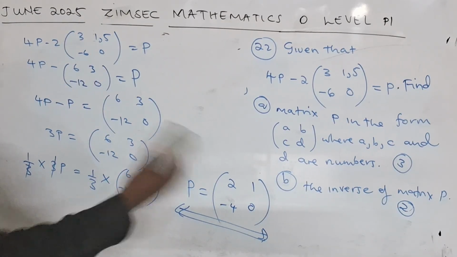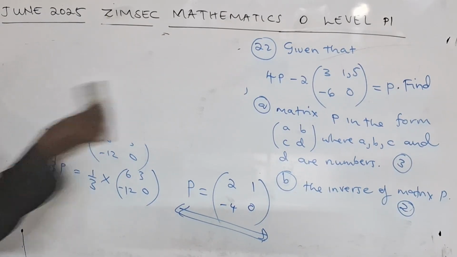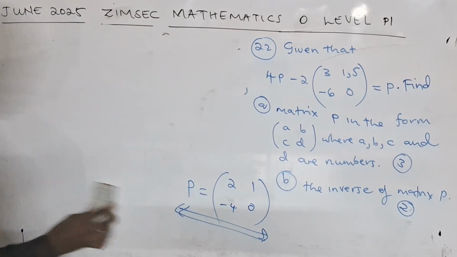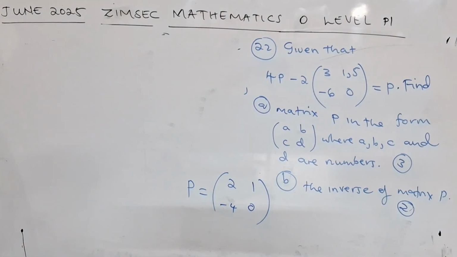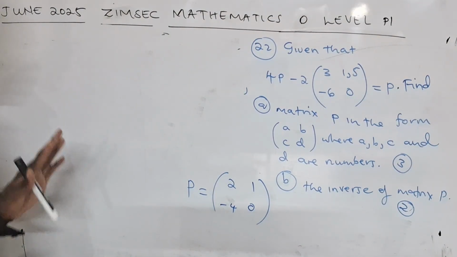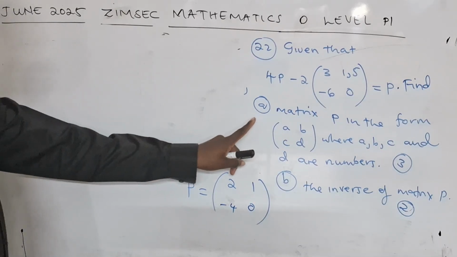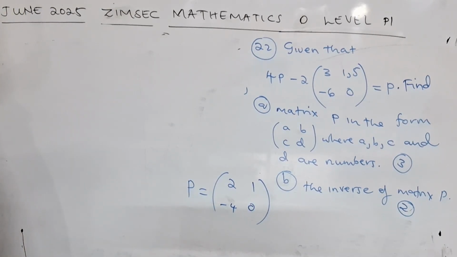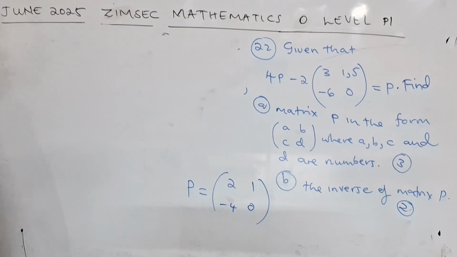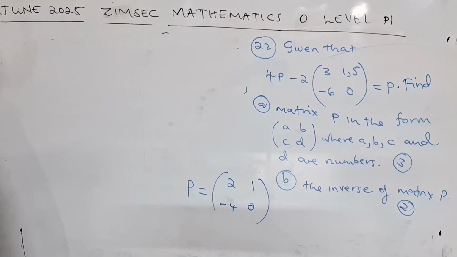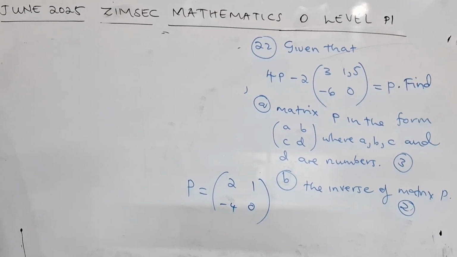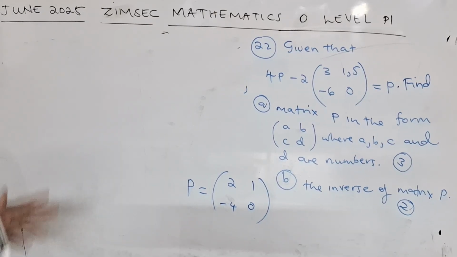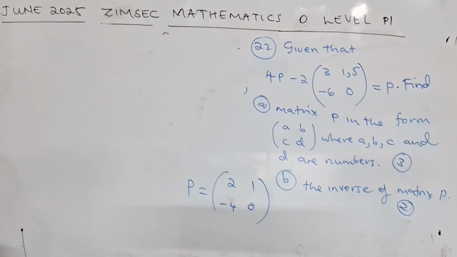Let's move on to question B. This is matrix P. Find the inverse of matrix P. So you need to be very careful. Why? Because if matrix P is wrong, it means the inverse is going to be wrong. You are going to lose these 5 marks. So try to pay attention when you are writing these kind of problems.